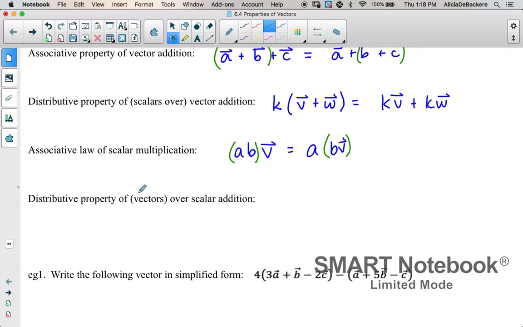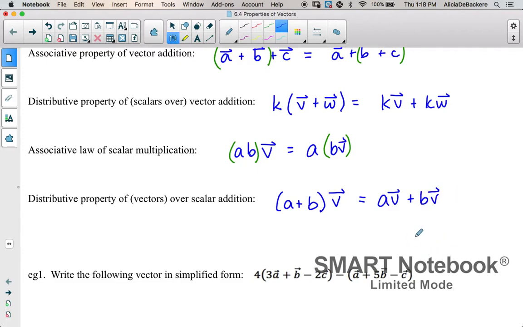The distributive property of vectors over scalar addition. So it's kind of the reverse of what we had above. Here we had one scalar and an addition of two vectors. This time I'm going to have two scalars being added and then multiplied by one vector. And here it's the same sort of thing, except normally we write the scalars in front, so that's the only thing that makes us a little bit uncomfortable here. But really I'm distributing the vector v through this bracket, and I end up with a times v plus b times v. All right, so those are the properties.